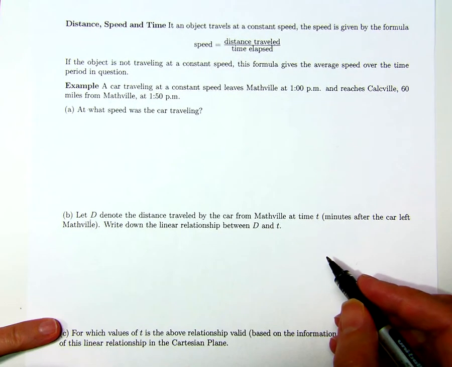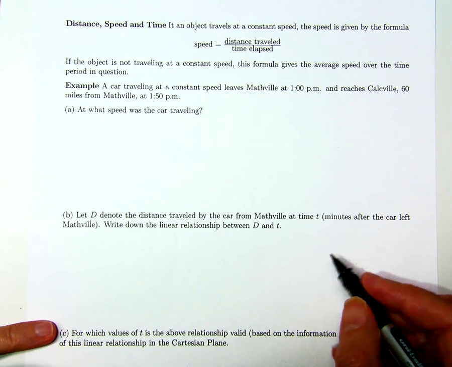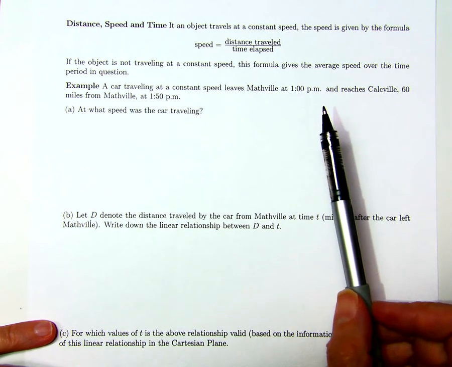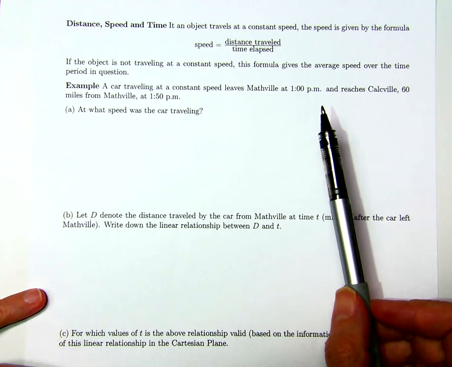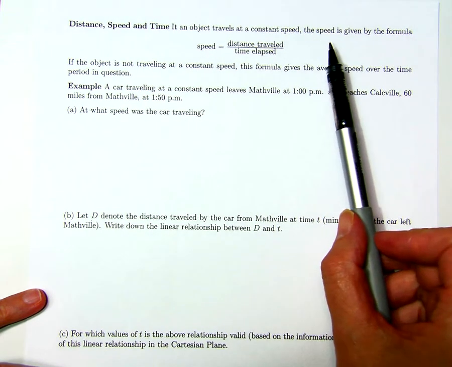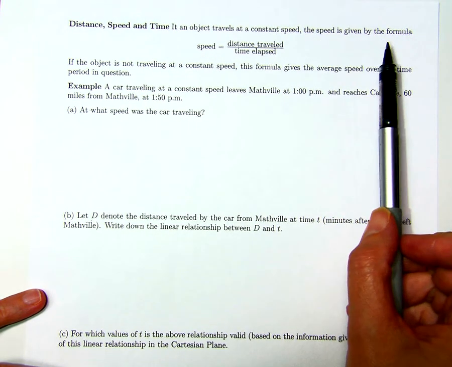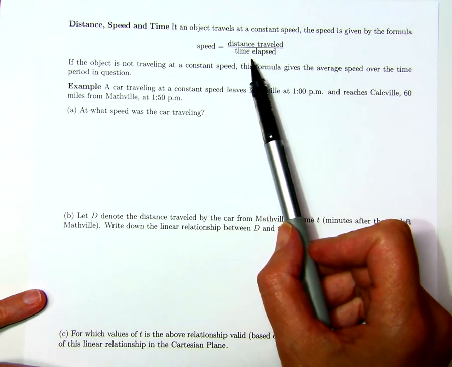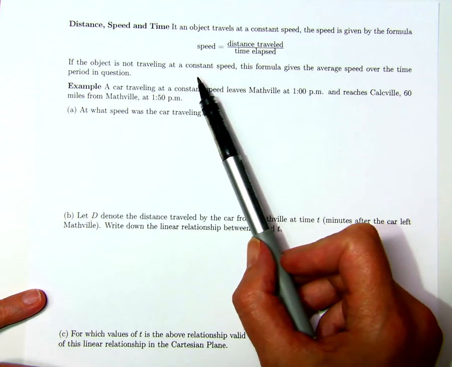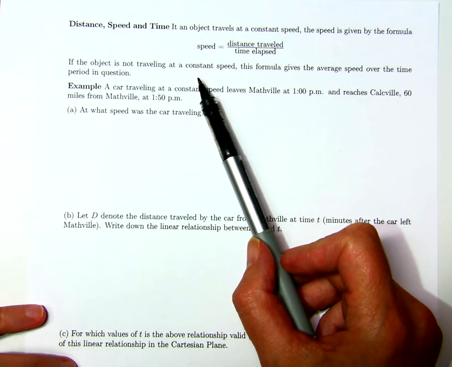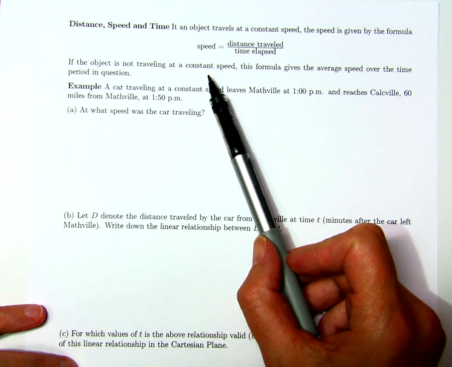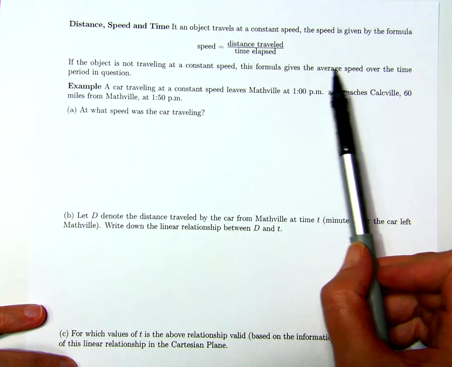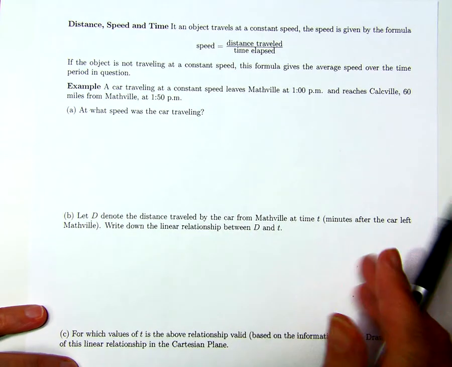One last example in this section. This is relating distance, speed, and time. If an object travels at a constant speed, that speed is given by the formula: the speed is the distance traveled over the time elapsed. And if the object is not traveling at a constant speed, this formula is going to give you the average speed of the object over the time period in question.